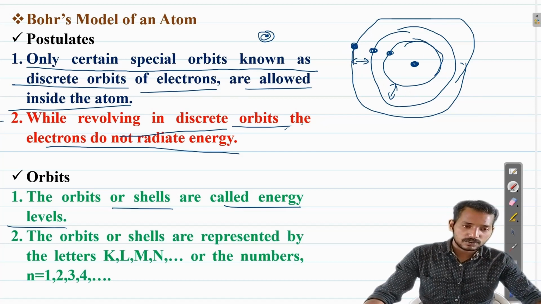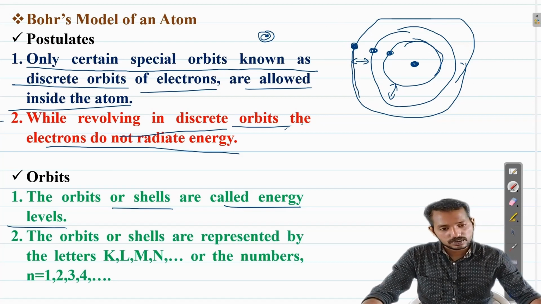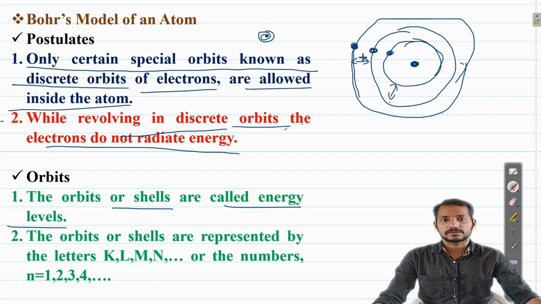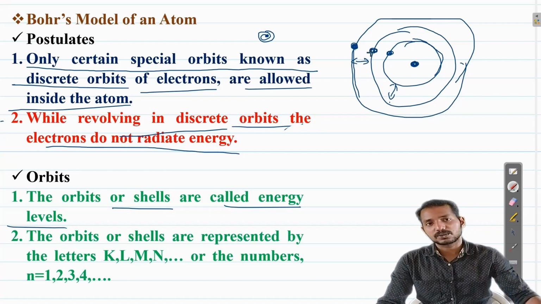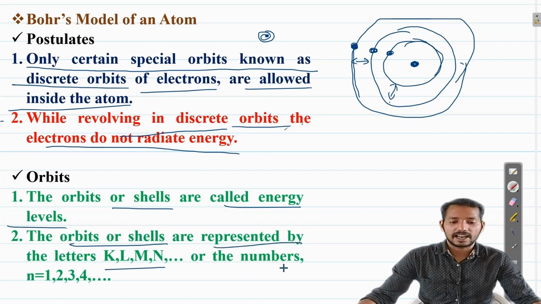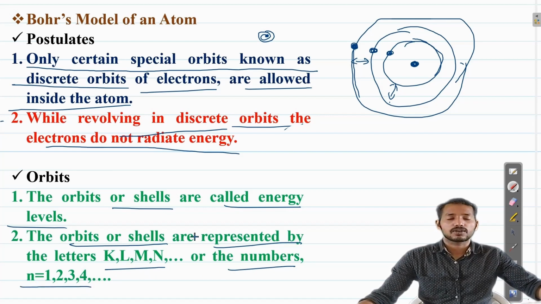The electron revolving in this third orbit can only revolve in that orbit. It cannot radiate energy and come to the second orbit spontaneously. Clear? That is what we have to remember. And the orbits or shells are represented by letters K, L, M, N, or by numbers like n equal to 1, 2, 3, 4.